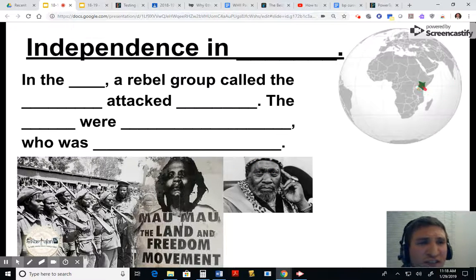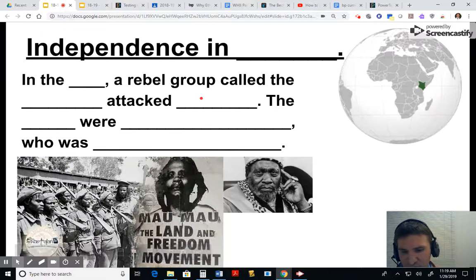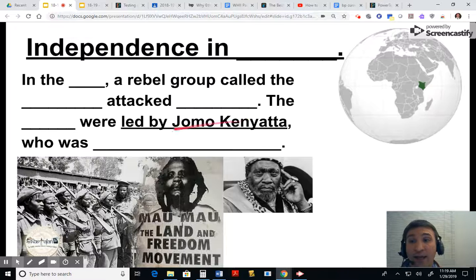And we go to another country. This is the independence movement in Kenya. In the 1950s, a rebel group called the Mau Mau, M-A-U, attacked British settlers. The rebels were led by Jomo Kenyatta, this man. How do you spell Jomo Kenyatta? There it is. And who was he? He was jailed by Britain in 1951.